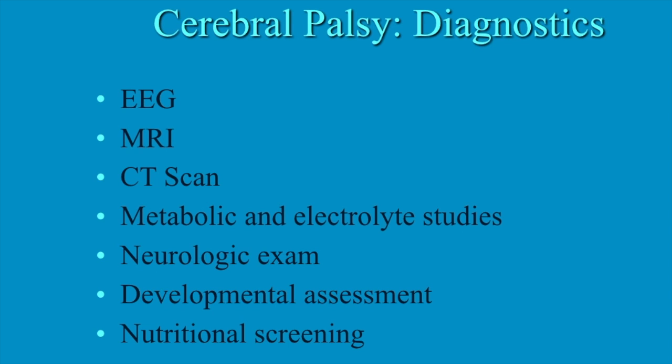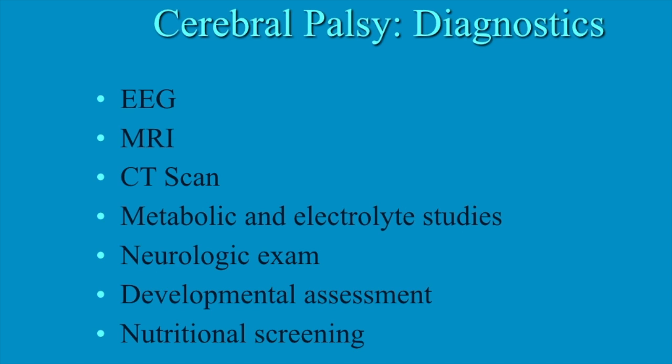The different diagnostics that are going to be used will be the EEG. They may do an MRI, they may do a CT scan, and basically that's looking for some type of a reason why they're having the symptoms. Do they have a tumor? Do they have hydrocephalus that might be causing it? Because we want to find the cause and stop it so this kid can start progressing back on the path.